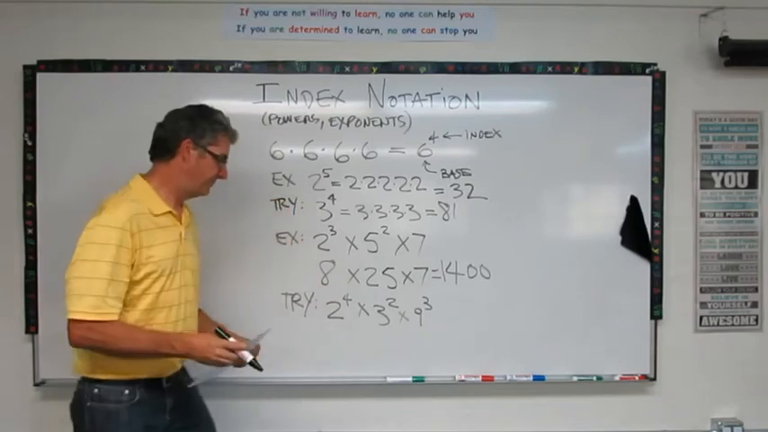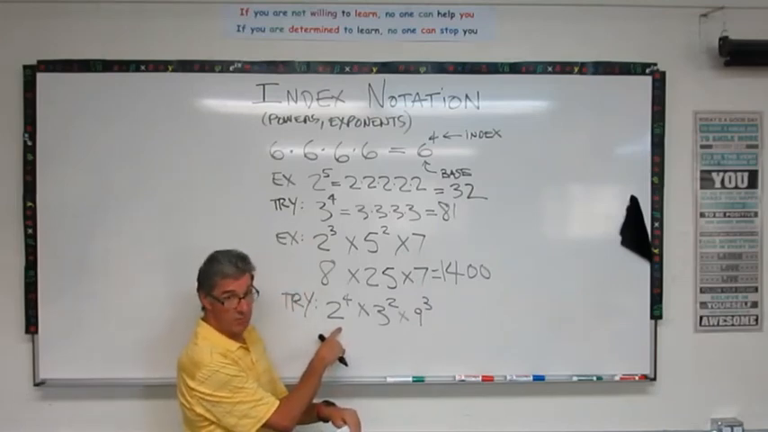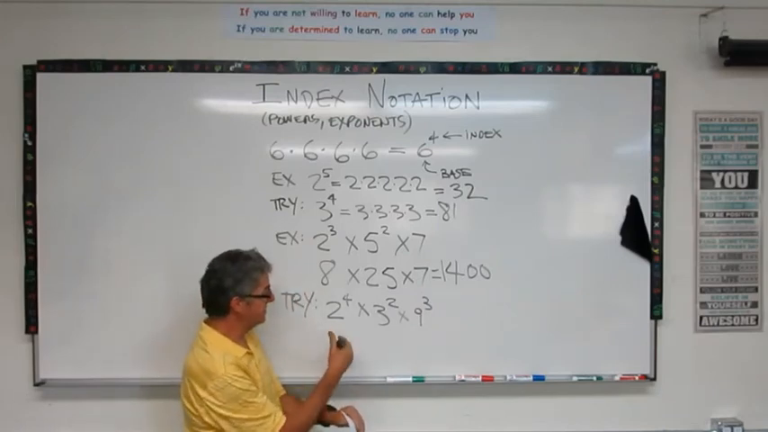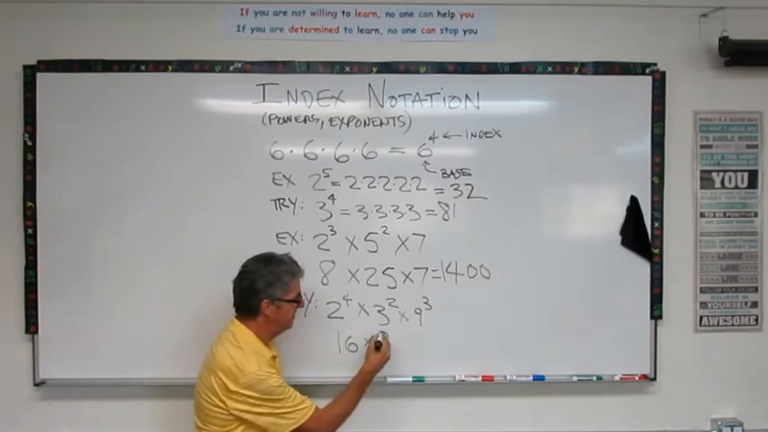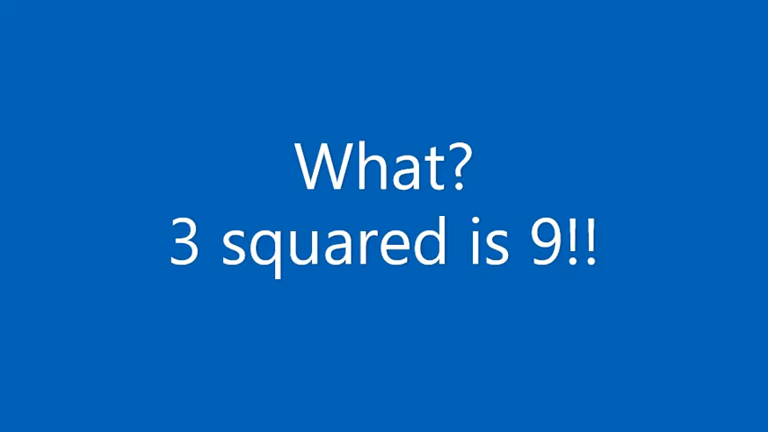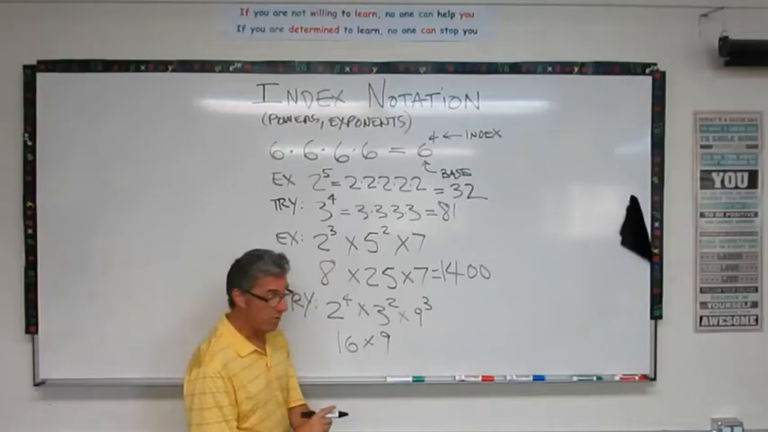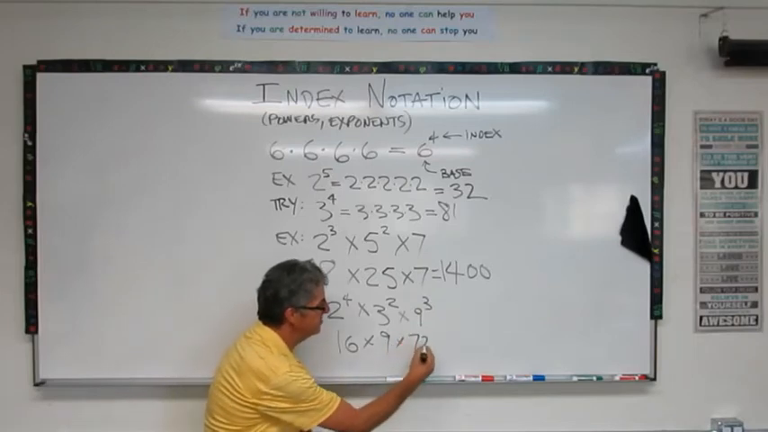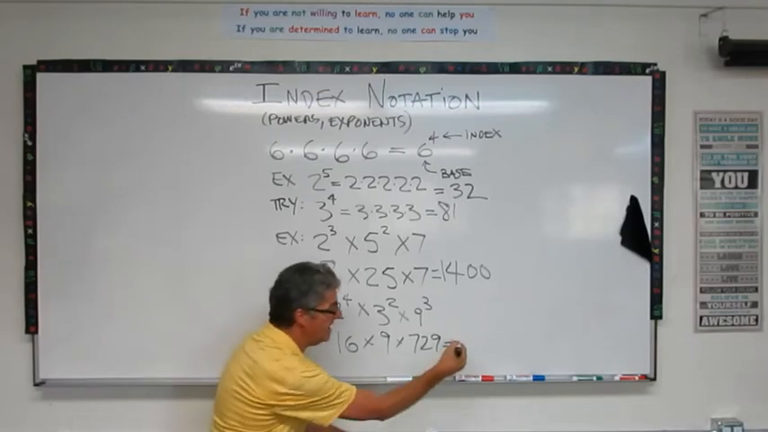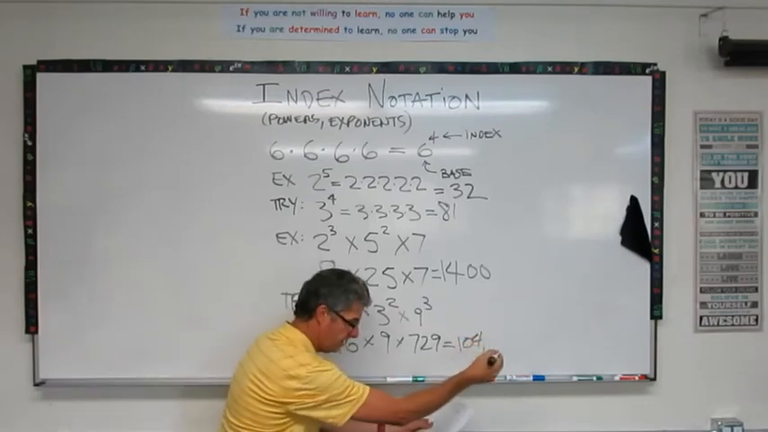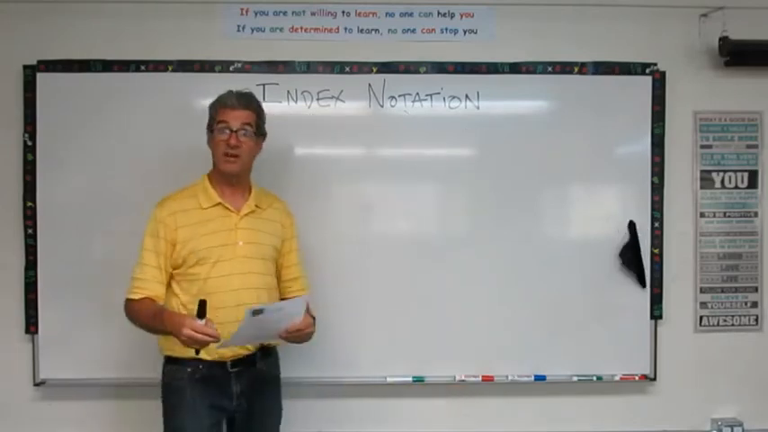Okay, let's see how you did. 2 to the 4 is 2 times 2 is 4, times 2 is 8, times 2 is 16. 3 squared is 9. And 9 cubed is a big one. 729. This ends up being a pretty big number. I get 104,976. Let's try this one.